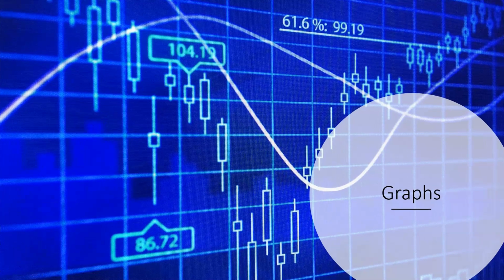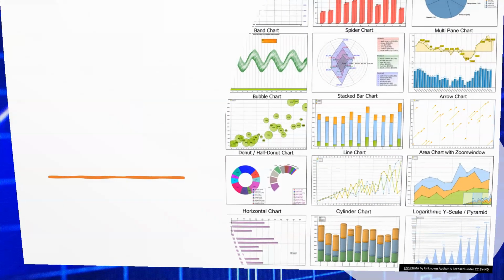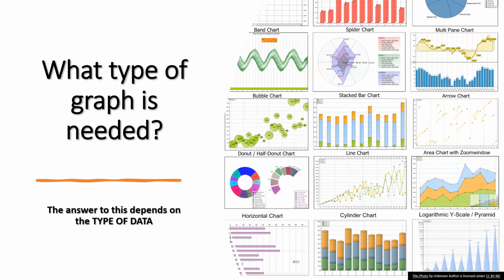All right, now we move on to graphs, because once you've got your table sorted, the next step is to make a graph. So, what type of graph is needed? Well, the answer to this, it depends on the type of data that you've collected. There are so many types of graph, and it's not just choosing the prettiest one that you think looks the nicest. Certain graphs match certain types of data, and that is really important to remember.